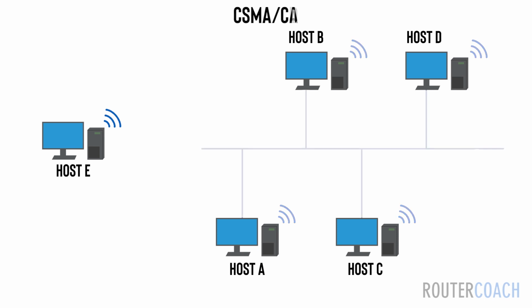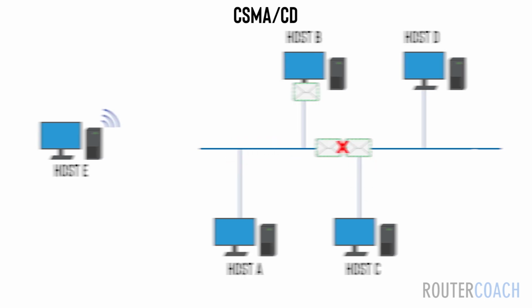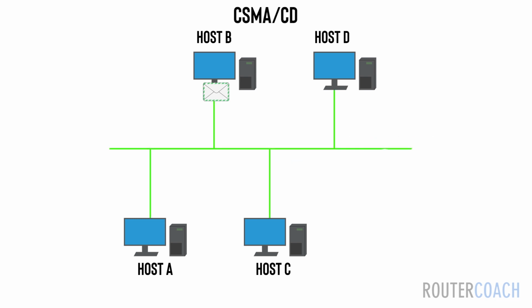CSMA/CD stands for collision detection and is used after a collision has already been detected on the network. This is mostly used in wired Ethernet 802.3 networks, and when a collision is detected, it stops sending until the medium that it is sending across becomes free. After sending the frame, the device monitors the wire to ensure that the frame was sent successfully, and if not, it will send the frame again.